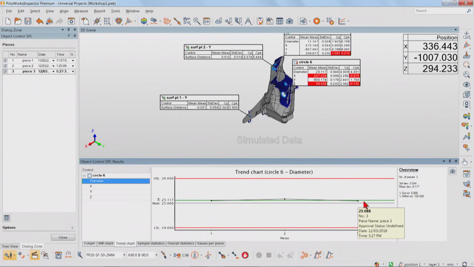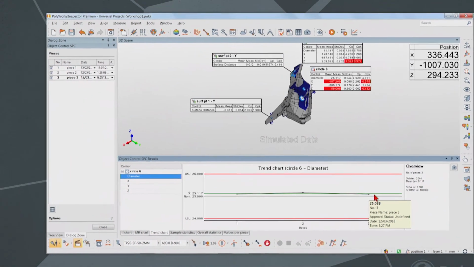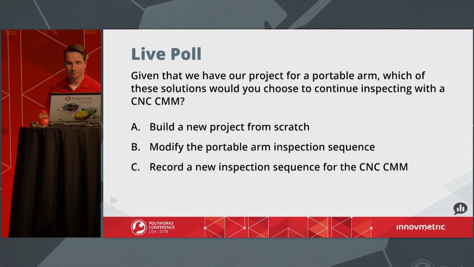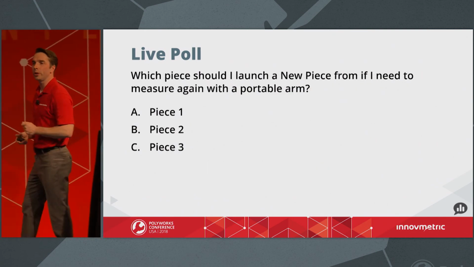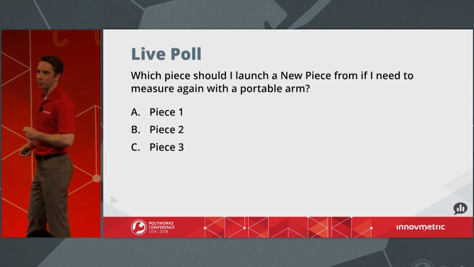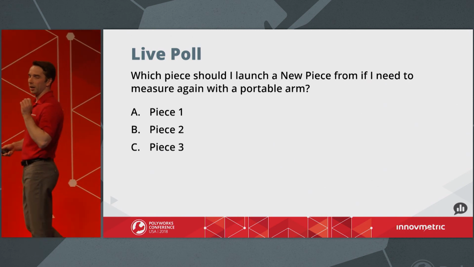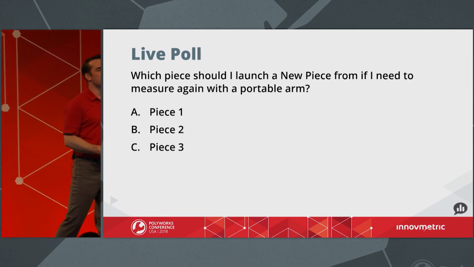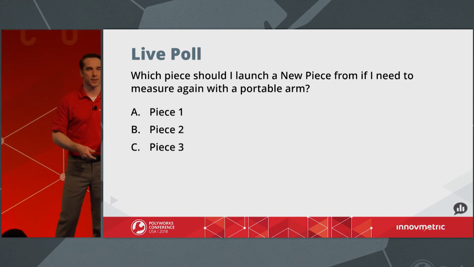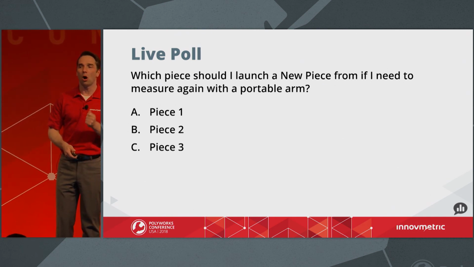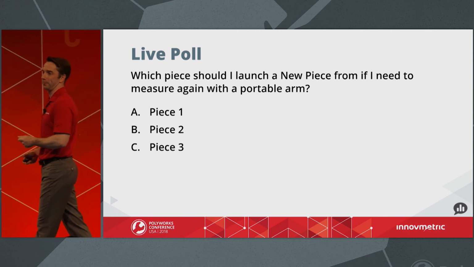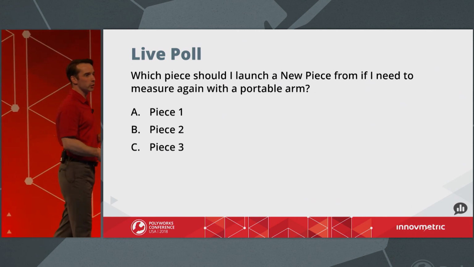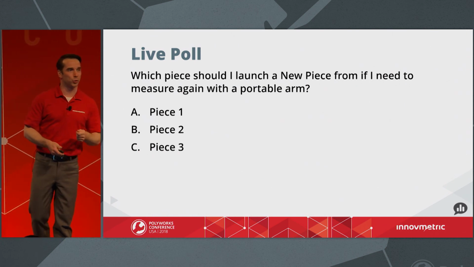This is great. Now, here's a question, and we're going to do it with the poll again. Knowing that we have 3 pieces in that project, which one would you have to select to be able to perform a new piece inspection on a portable arm? Now, you can go ahead and try to guess if it's piece 1, piece 2, or piece 3.